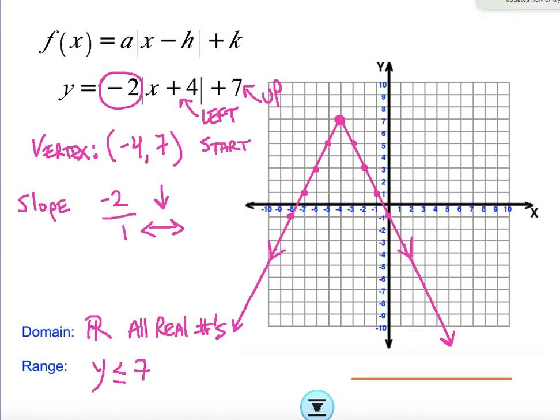And then when you have problems like this where it's pretty involved, I would find the vertex, and then from the vertex, move according to your slope.